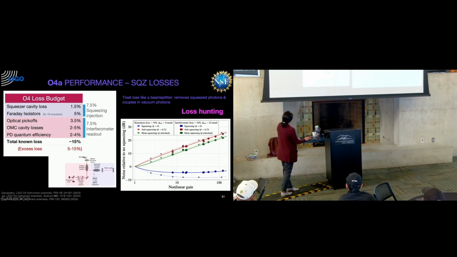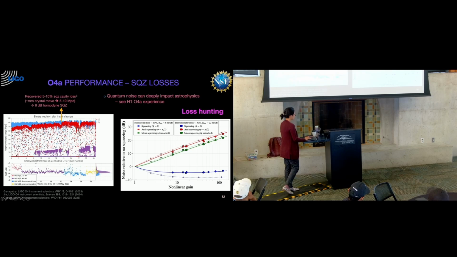Every time you want to pick off and control a beam, that's an issue. Every diagnostic you get is also a loss. Everything you have in the path, they're all losses. The photodetectors are also not perfect quantum efficiency. That's also a loss. Altogether, we have about 15% loss to be compatible with about 6 dB of squeezing. It's 4-fold noise power reduction currently.